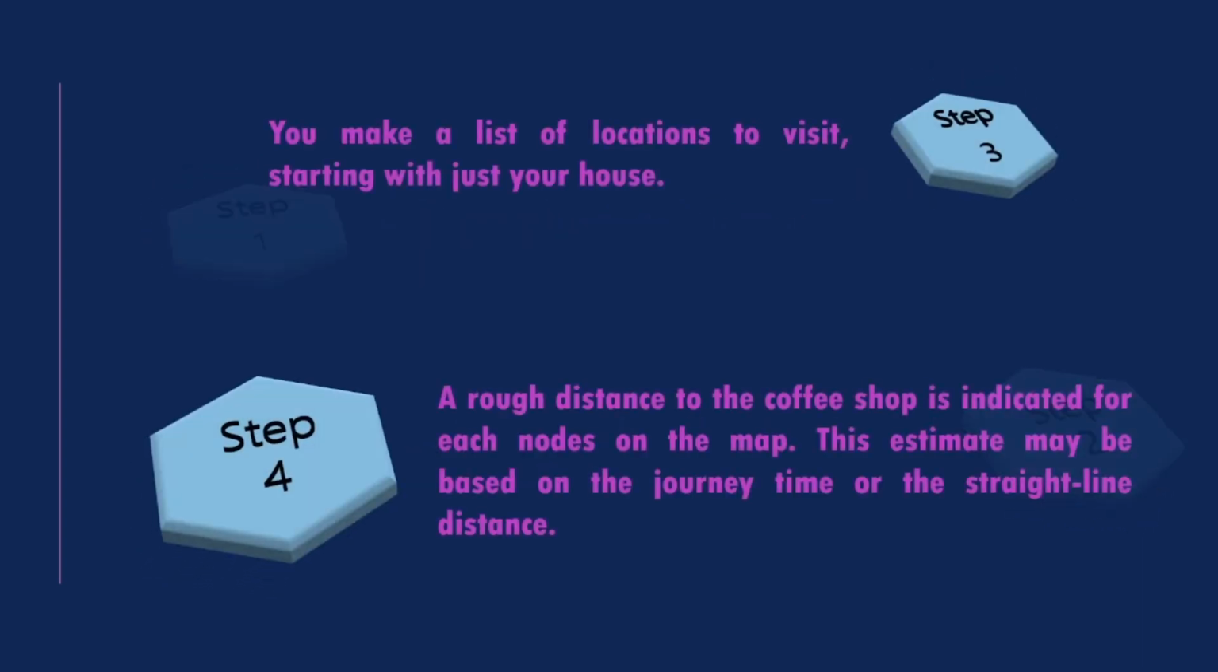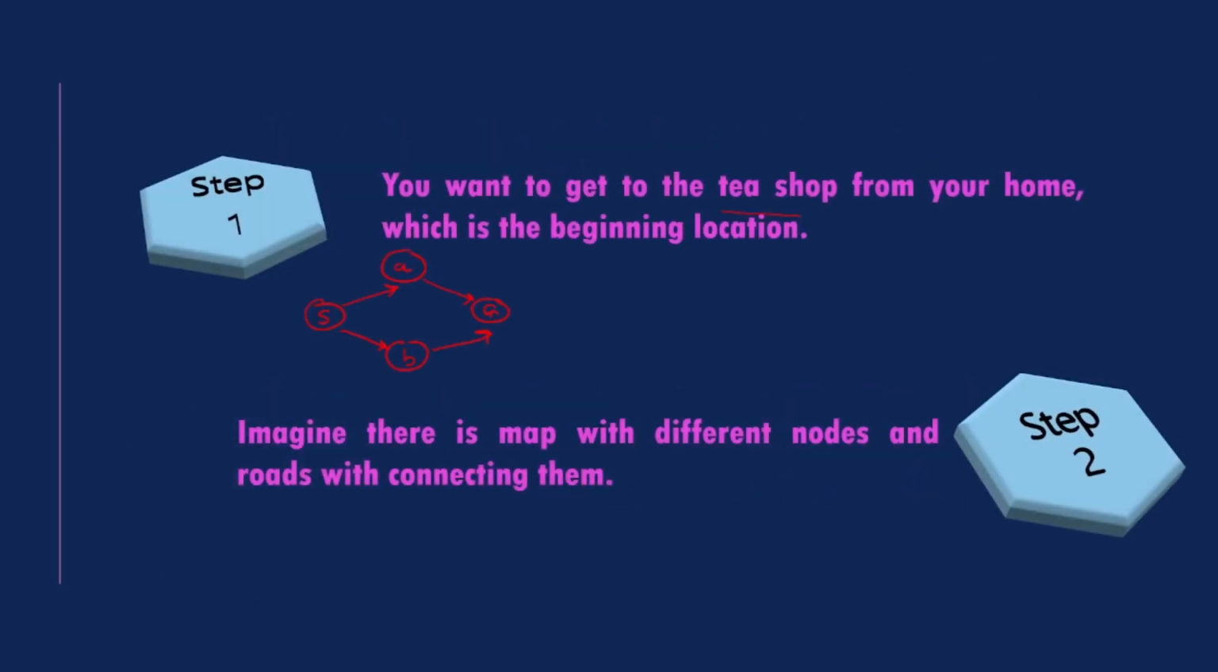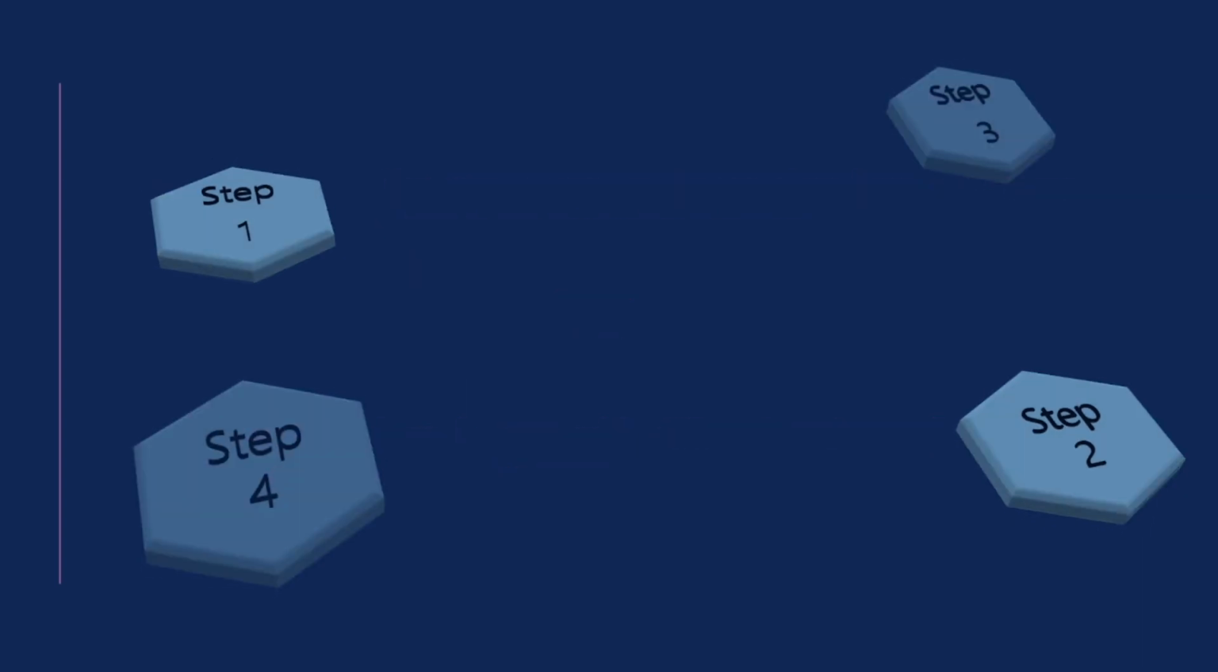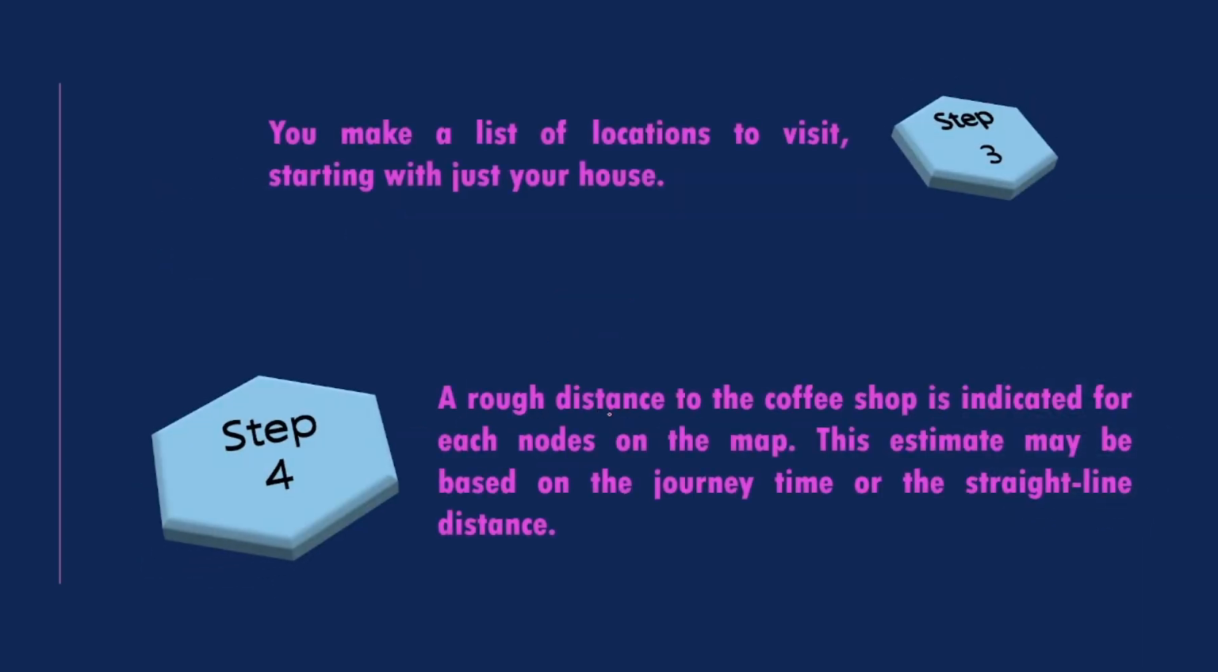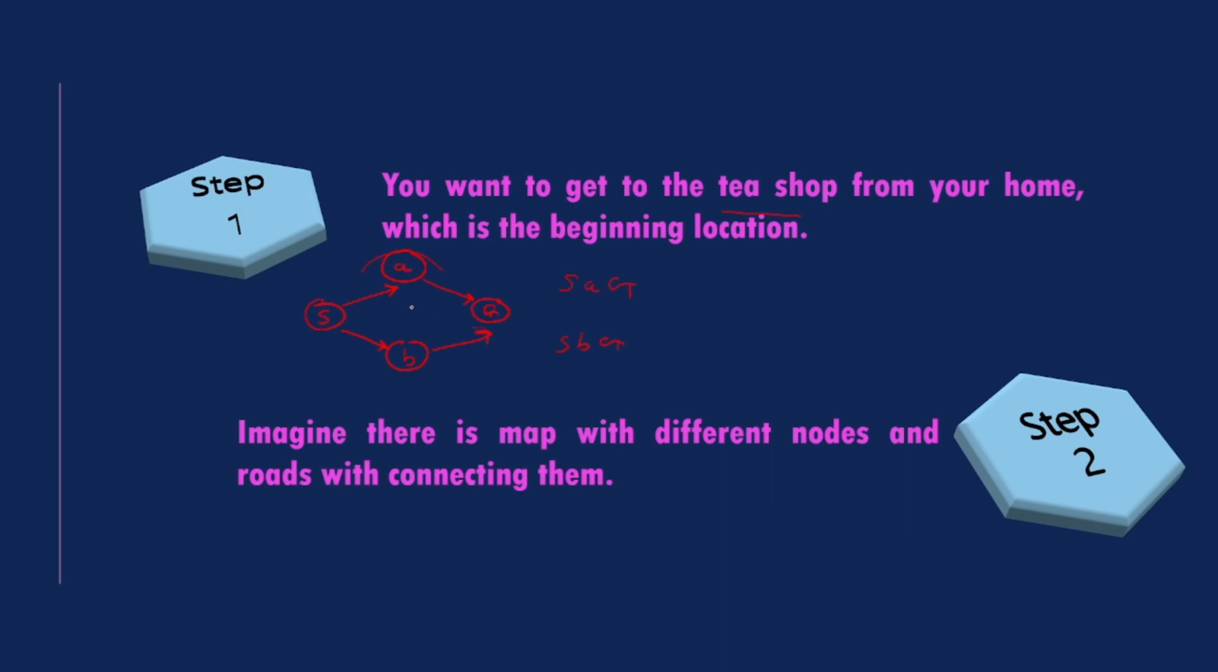Let's go further. Step 3 says you make a list of locations to visit, starting with just your house. So we make a list, which is S, A, G and S, B, G. Step 4: a rough distance to the coffee shop or tea shop is indicated for each node on the map. This estimate may be based on the journey time or the straight-line distance. Here, the arrow S to A, then A to G, gives S, A, G, and then S to B, B to G gives S, B, G.